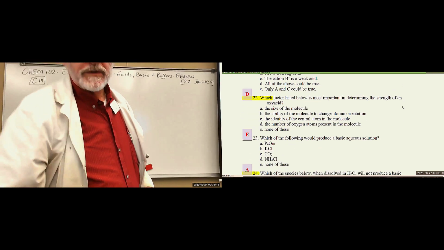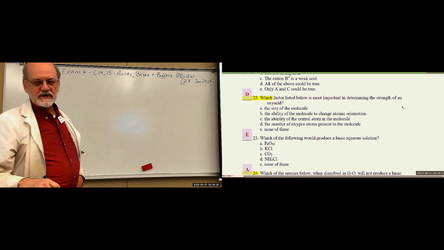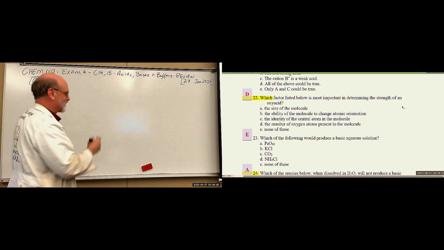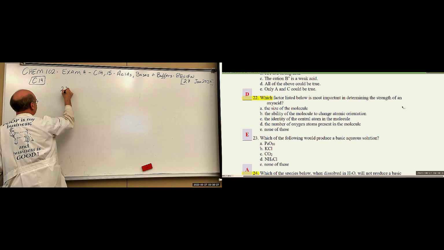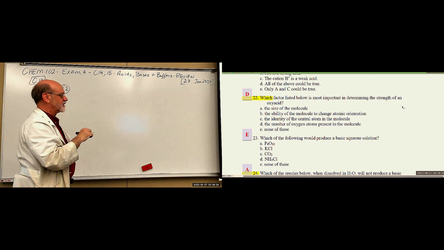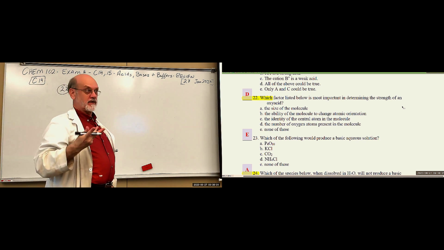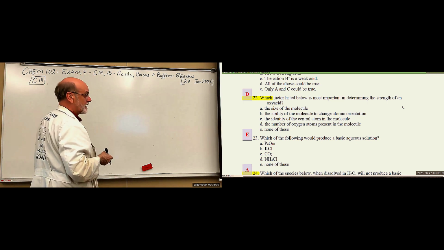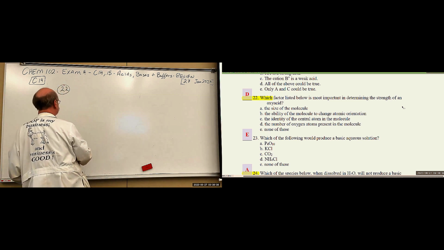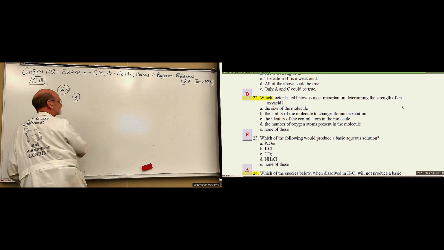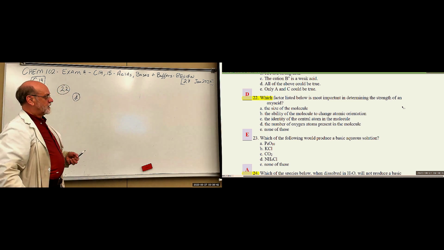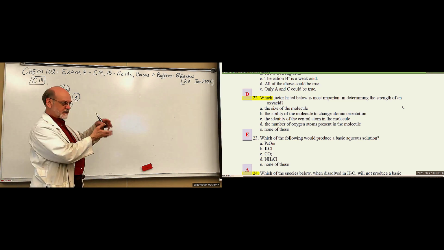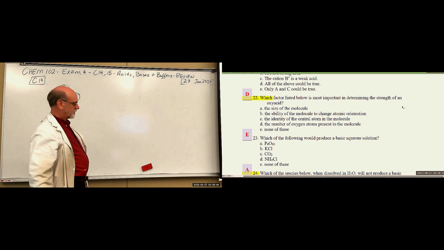22. Which factor listed below is most important in determining the strength of an oxyacid? Oh, we just talked about that. The most important factor in determining the strength of an oxyacid is the number of oxygens. D, the number of oxygen atoms present in the molecule determines the relative strength of an oxyacid within its homologous series.